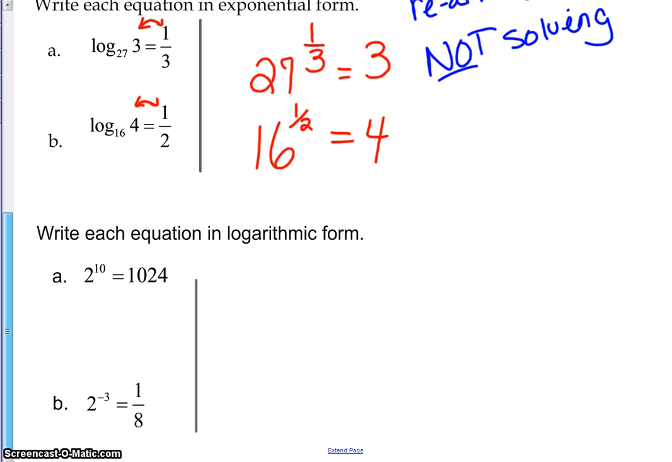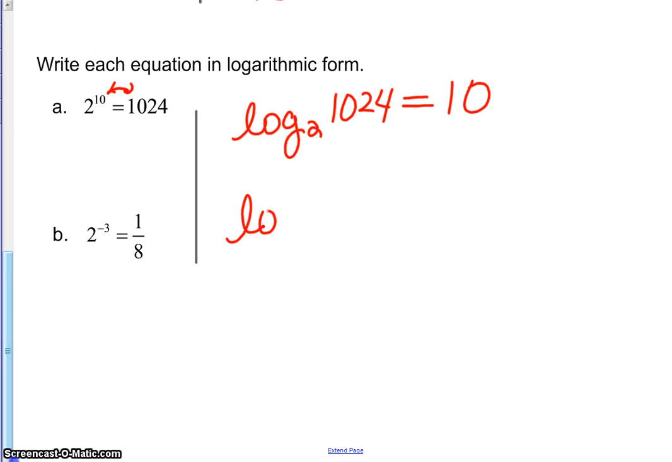Here in A, I'm going to switch around the 10 and the 1024, your exponent and your value. I'm going to add the word log, so it's in logarithmic form, of base 2. Now of 1024, and that now equals 10. So I switched around the 10 and the 1024, and the base stays a base. So I'm going to say log base 2 of, this time, 1/8. We see this 1/8 as its own complete value. Same thing with the -3. That equals -3.